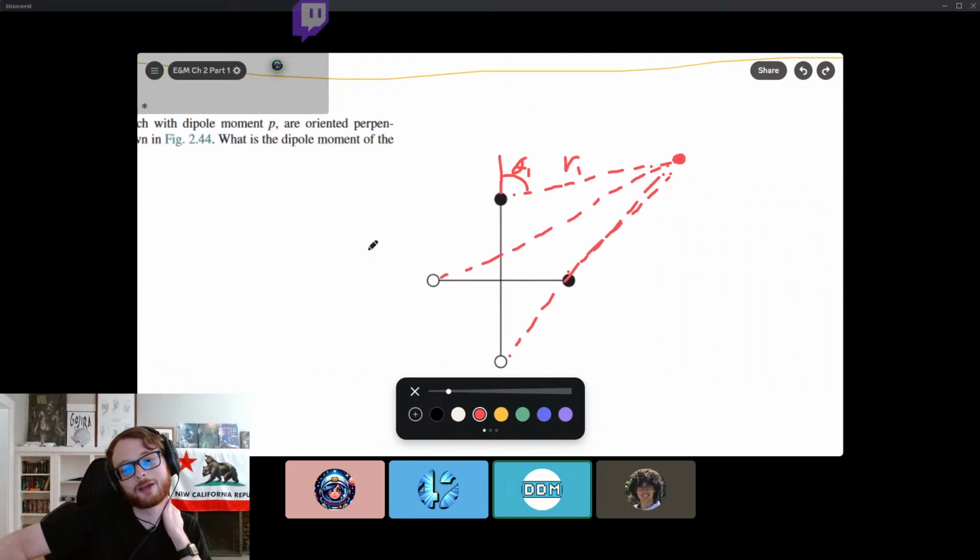Like if they're perpendicular, we should be able to use the normal dipole moment for just two charges and combine them in some kind of smart way. Yeah, the cosine theta for one dipole, would it be sine theta for the other dipole? No, wait. Or is it cosine of theta plus 90? Is that how this works? Because it's kind of like we're rotating by 90 degrees for the second one.